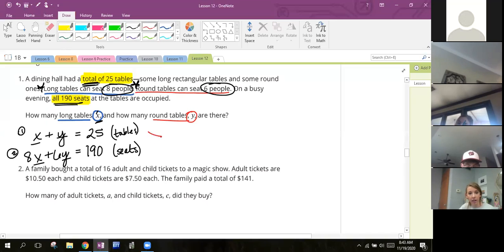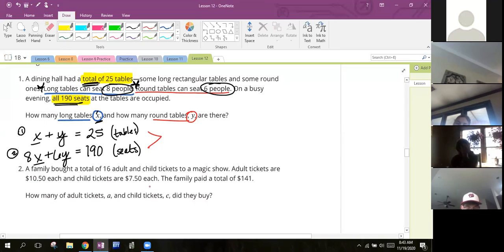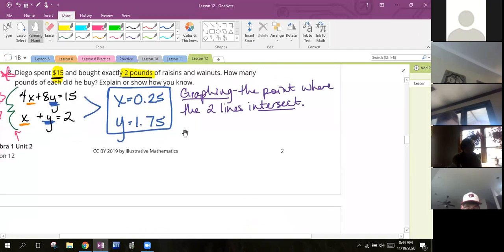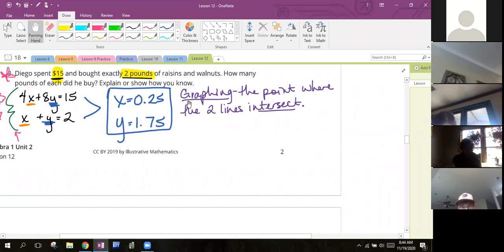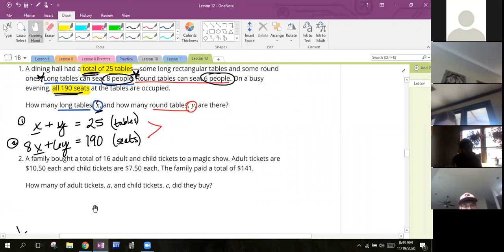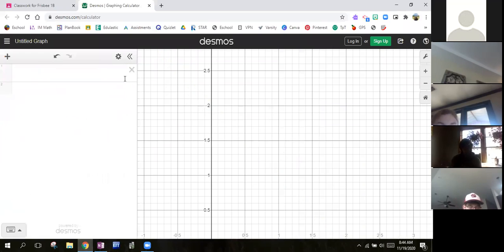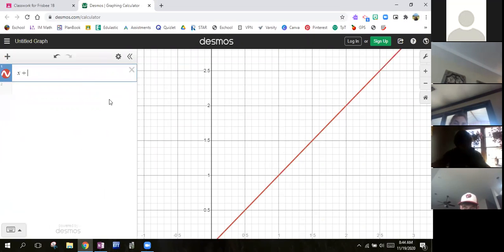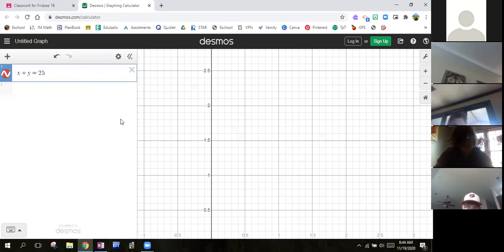Okay, so how are we going to do that? You'll substitute. Wait, no, just kidding. Never mind. Desmos. Desmos, we're going to graph it. Okay, so we're going to go back here. I have x plus y equals 25, I think. And then we had 8x plus 6y equals 190.